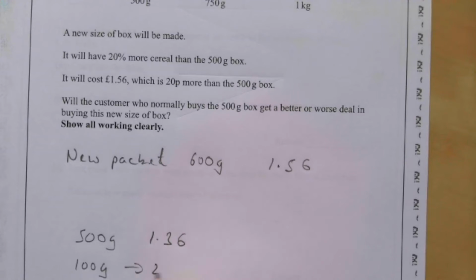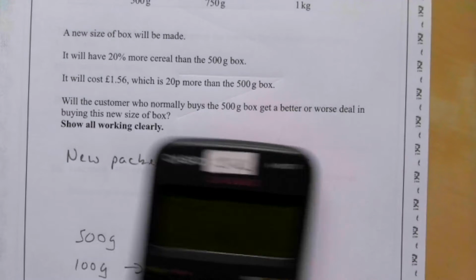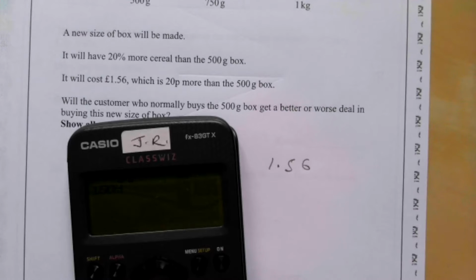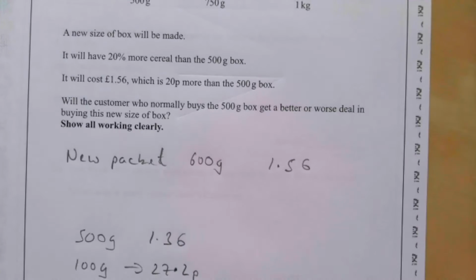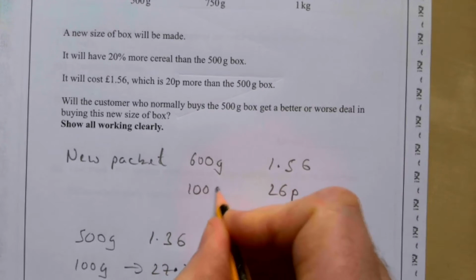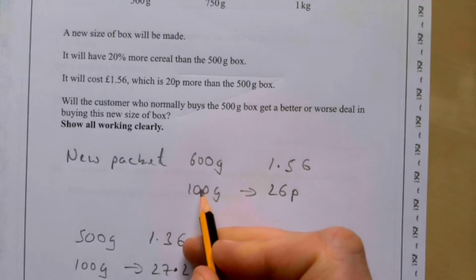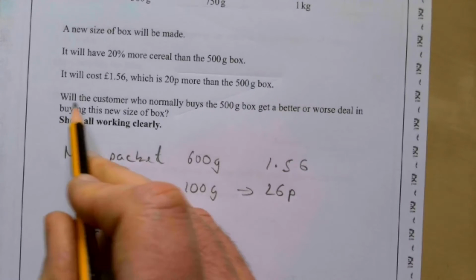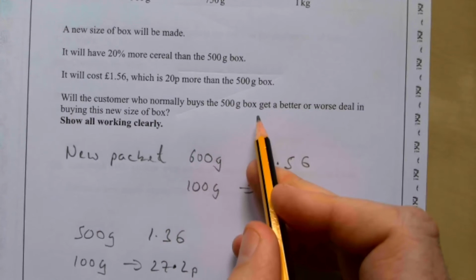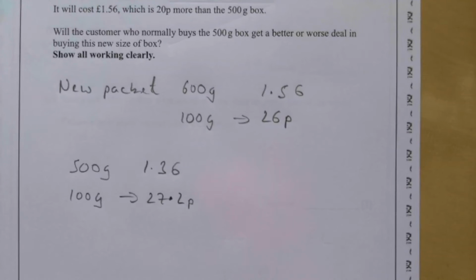27.2 for 100 grams. And then for 100 grams here, I need to divide that by 6. So 156 divided by 6, and that's 26p for 100 grams. So it means the 600 grams one is better. So will the customer who normally buys a 500 gram get a better or worse deal in buying this new one? They will get a better deal.